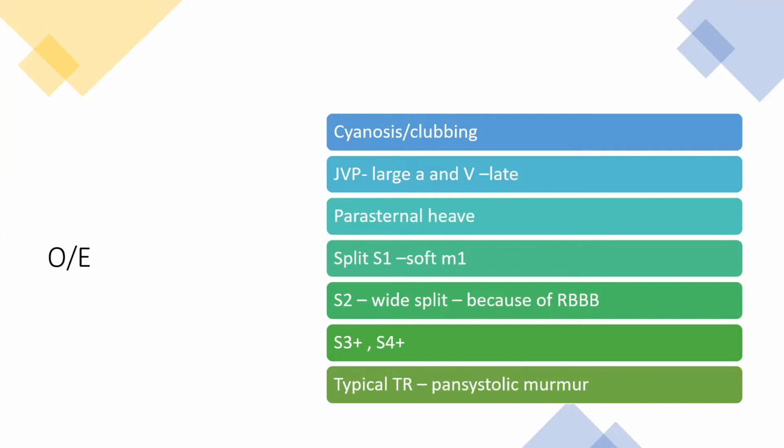When you say Ebstein's anomaly, how do you remember an Ebstein's anomaly? You remember that this patient has cyanosis and the patient has a wide splitting of the second sound, and there are multiple sounds.